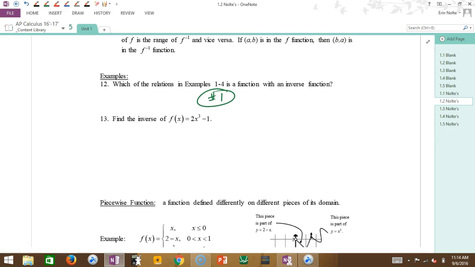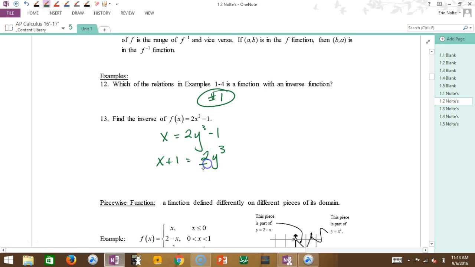Okay, so let's practice finding the inverse. Question 13, how do you find the inverse? All we're going to do is switch the x and the y and solve for y. Remember, f of x is a fancy way of saying y, so we're going to say x is equal to 2y cubed minus 1. Now we're going to solve for y. What would you do first? You add 1, so x plus 1 is equal to 2y cubed.